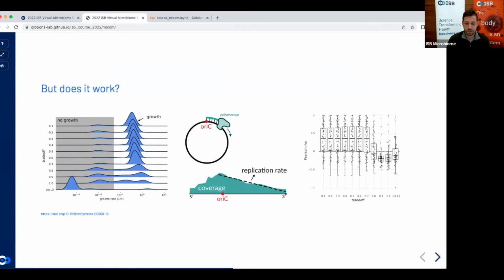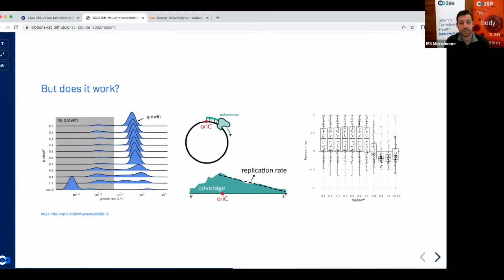So here on the left, we can see the results from a sample Mycom community with the number of taxa growing at various trade-off values. For reference, a growth rate less than 10 to the minus 6 is effectively no growth at all. So we consider this gray shaded region to be taxa that are not growing in the community. We see that in this community, when it was grown without an L2 regularization scheme, we see a very small number of taxa able to grow at an appreciable rate, with almost all of the taxa present in the sample not growing at all.